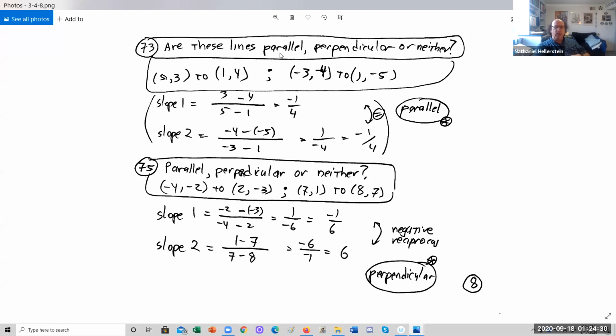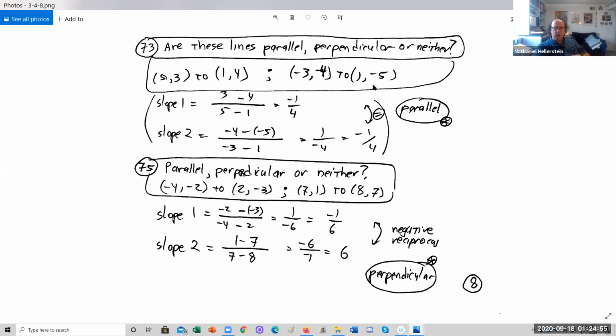Here we have two lines, and I'd ask, are they parallel, perpendicular, or neither? One line is from (5, 3) to (1, 4). The other line is through (-3, -4) to (1, -5). First slope, change in y is 3 minus 4, change in x is 5 minus 1. 3 minus 4 over 5 minus 1 is negative 1/4.